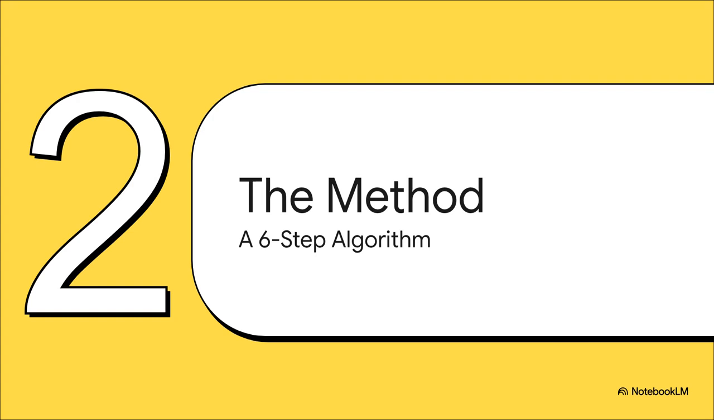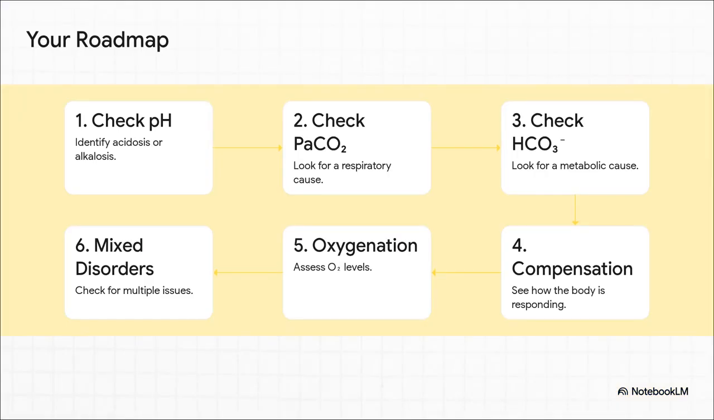So how do we make sense of all this when the pressure's on? Well, you don't guess, you use a system. We're about to walk through a super reliable 6-step algorithm that just cuts right through all the noise. And here it is. This is our roadmap. It's simple. We start with the absolute basics. Check the pH, then the CO₂, then the bicarb. After that, we figure out how the body's trying to compensate, we check their oxygen levels, and finally, we scan for any more complex, mixed-up signals. 6 easy steps to a clear diagnosis.